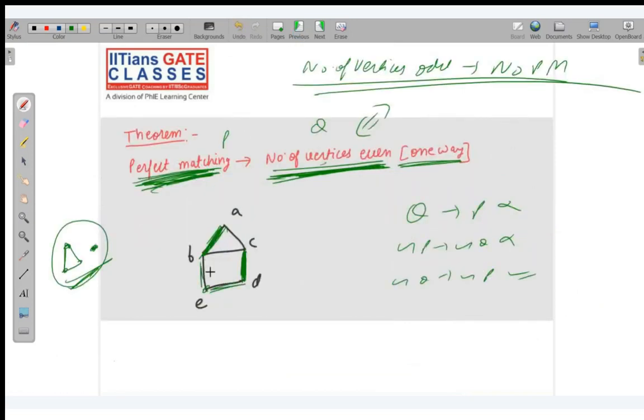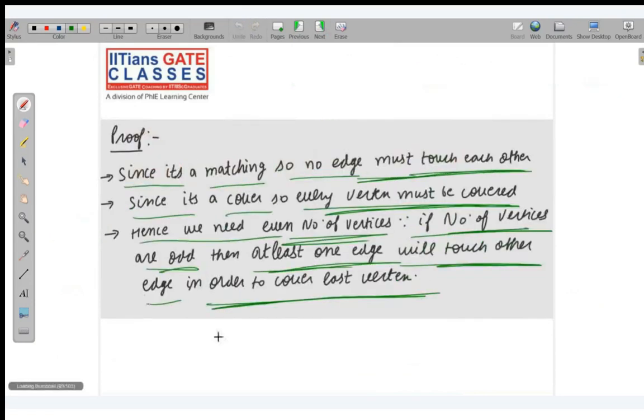So if you take this or this, it will create a problem for us. So this is the proof. Take snapshot. I will jump to the next slide.